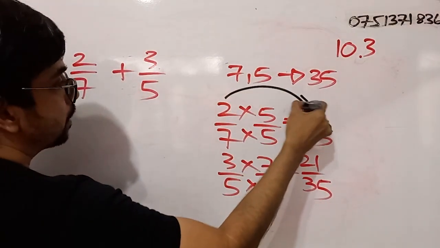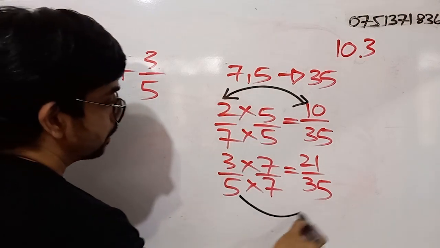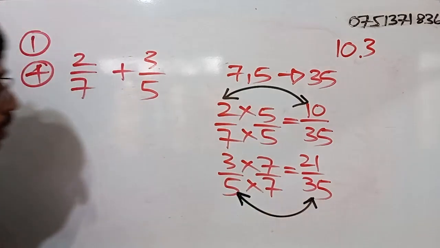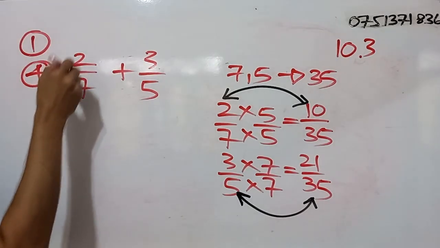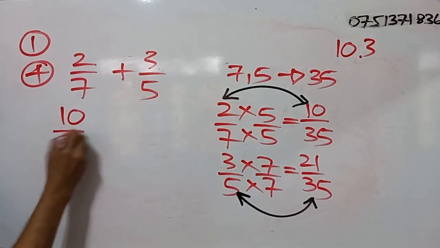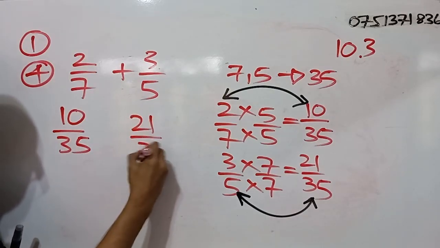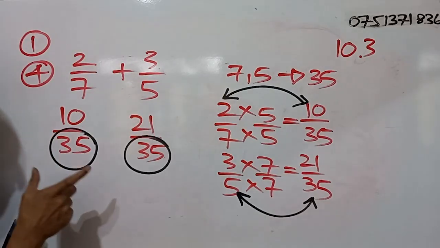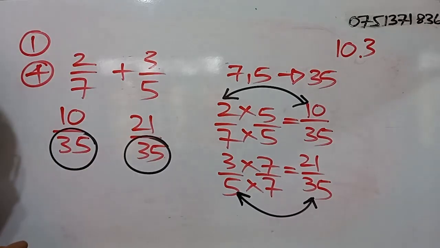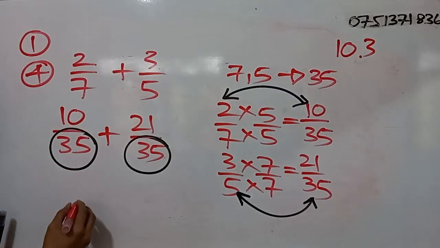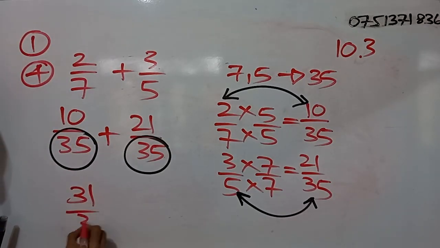So these 2 fractions are equivalent fractions, and in the same manner, these 2 fractions are also equivalent fractions. So instead of 2 by 7, I can write 10 by 35. Instead of 3 by 5, I can write 21 by 35. Now we have 2 fractions where the denominators are equal, so now we can add them. So 10 plus 21, what is that? 31. So 31 by 35, that's the final answer.